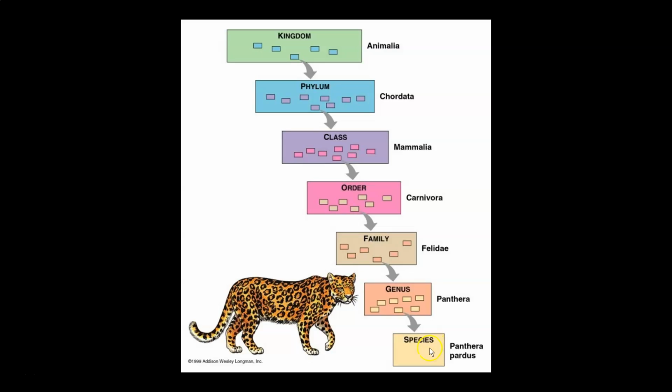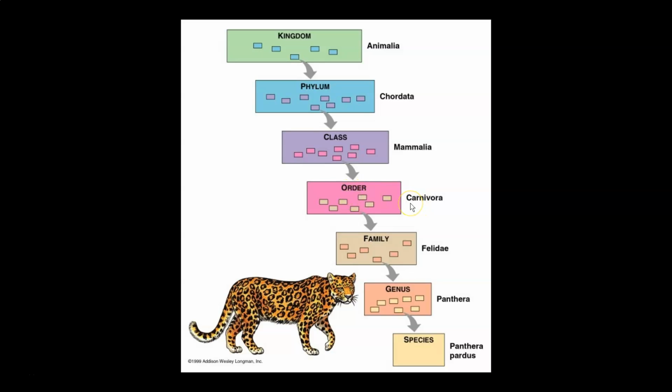Okay, so here this is for this panther. So its kingdom is Animalia. It's an animal. Its phylum is Chordata because it has a spinal cord. The class is Mammalia because it's a mammal, right?